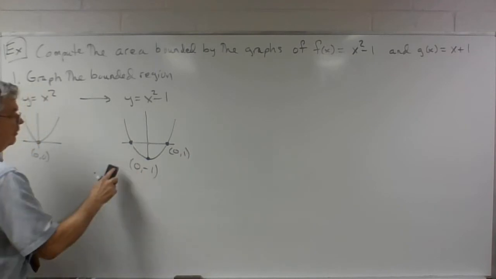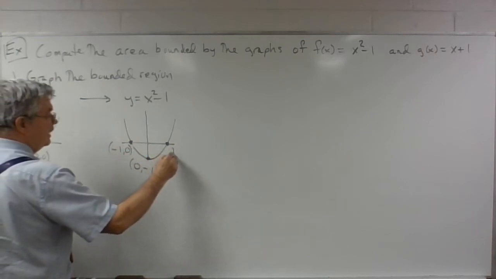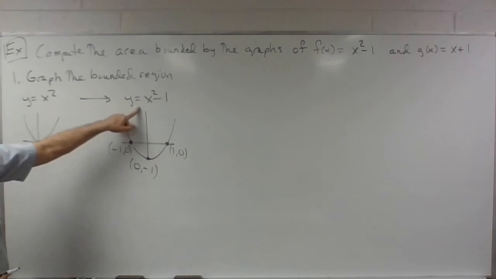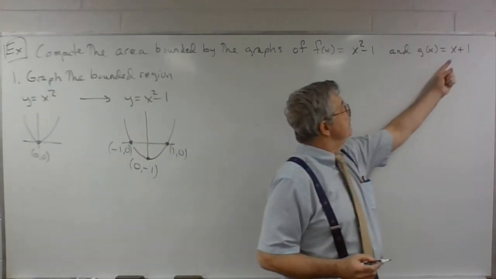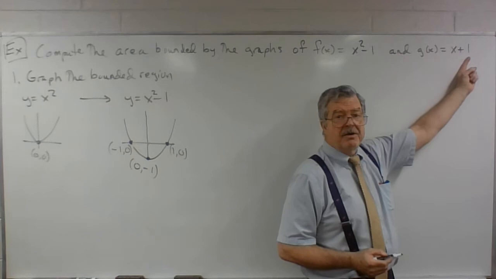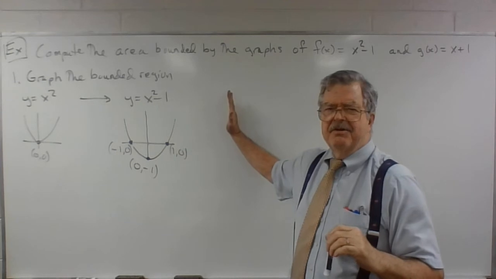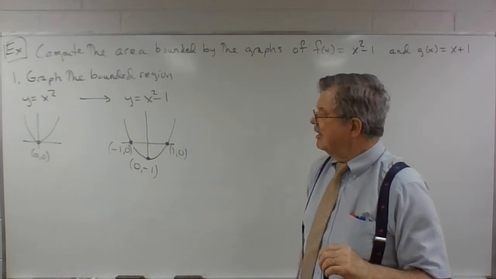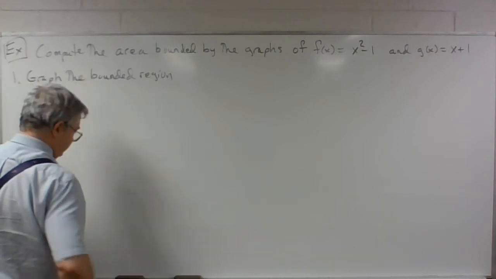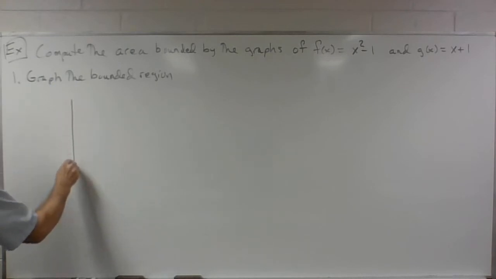There, that looks better. So this is what y equal x squared minus 1 looks like. And g of x, this is just a line of slope 1 that goes through the point 1 on the y-axis. Now I'm going to draw a bigger version of these graphs, now that I know what they look like.